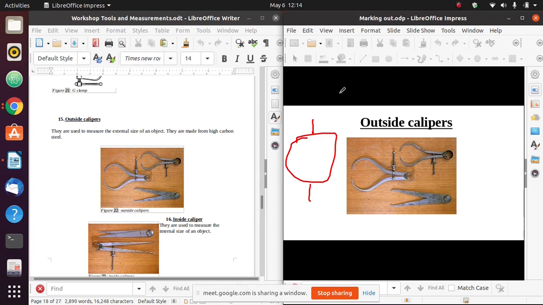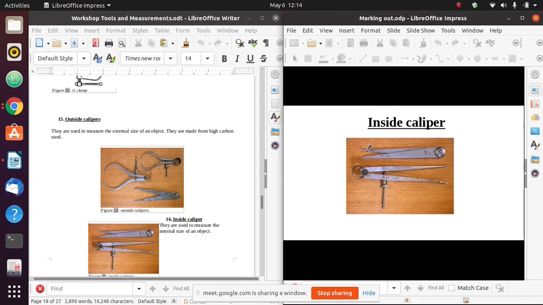I want you to note, the outside calipers, their legs are facing inward. For inside calipers, their legs are facing outward. Why? Because I want to determine the internal dimensions of, for example, a pipe. If I want to determine the internal diameter of this pipe, I cannot use outside calipers because the legs face inward. So when I put these calipers on the inside, they will not be able to take the dimensions. But the inside calipers, their legs will be able to touch that surface of the internal diameter.